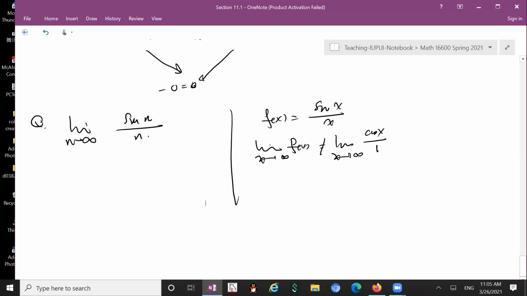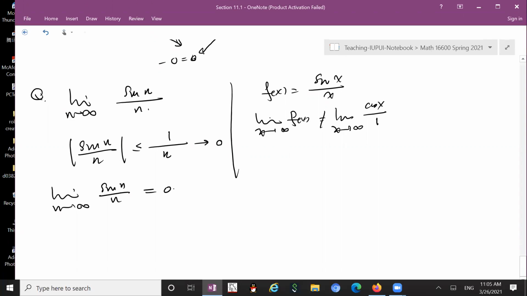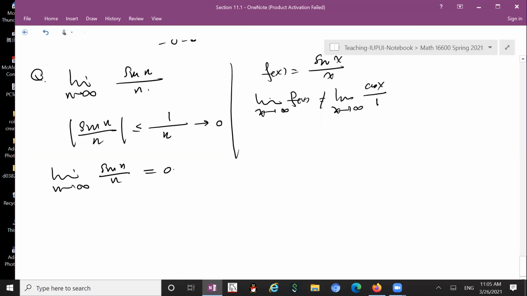You have to use the squeeze theorem, and make an observation first. Sine n is the numerator. It does not change too much, but you don't know the values; it's harder to figure out the values. But what we know is that the absolute value of sine n over n is less than or equal to 1 over n, since the numerator is at most 1 and the denominator is n. That one approaches 0. Therefore, we can conclude that the limit of sine n over n equals 0.